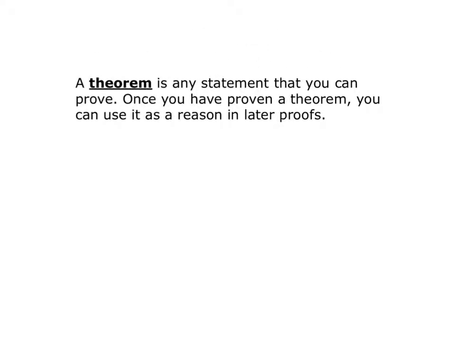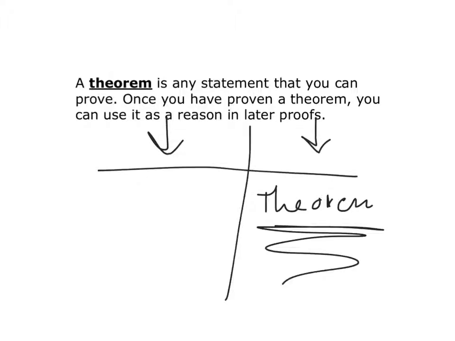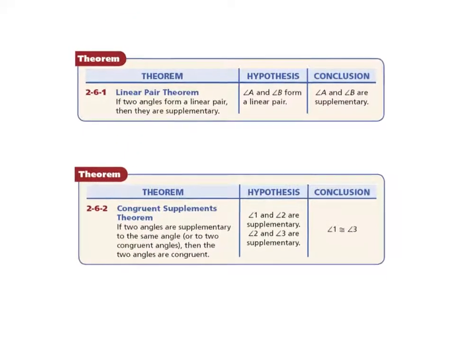So a theorem is any statement that you can prove. Once you have proven a theorem, you can use it as a reason later in a proof. So remember, we have a proof that has statements and then reasons. So we can list our theorem on this side, on the right side of the proof. So theorems can be reasons for what we did on our steps for the left side. So let's take a look at these two theorems.